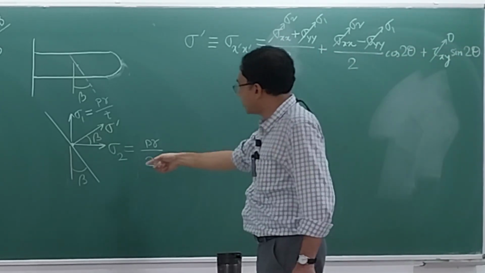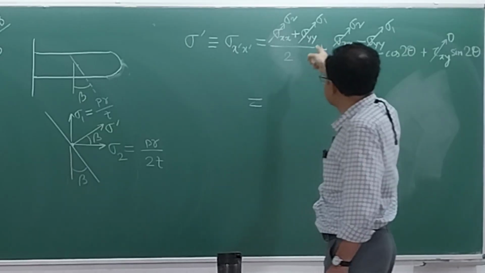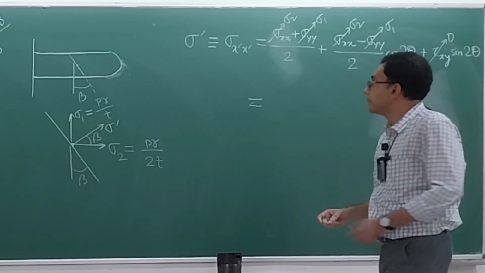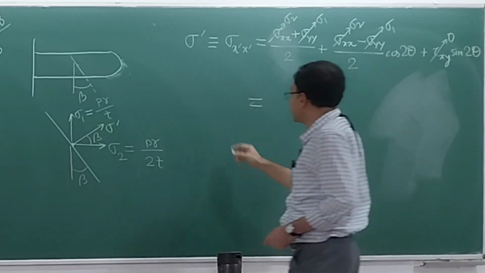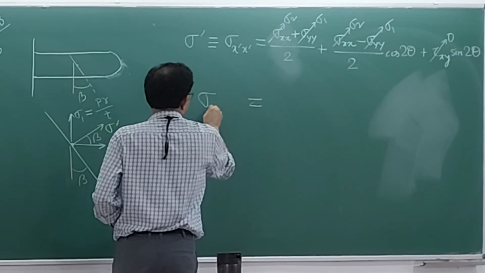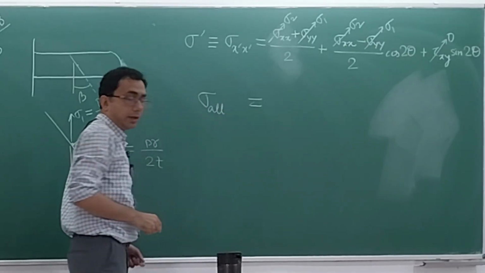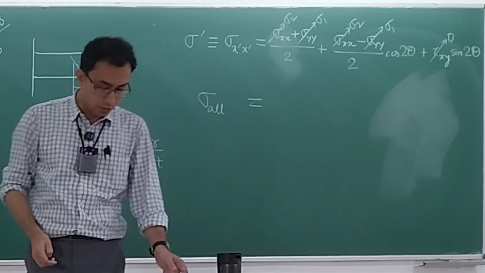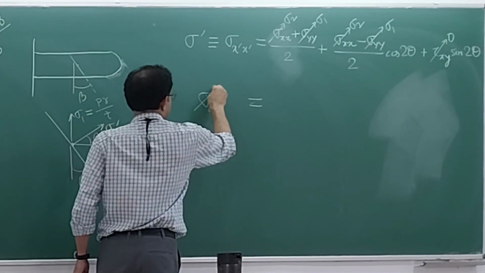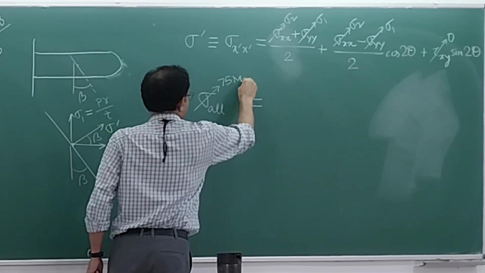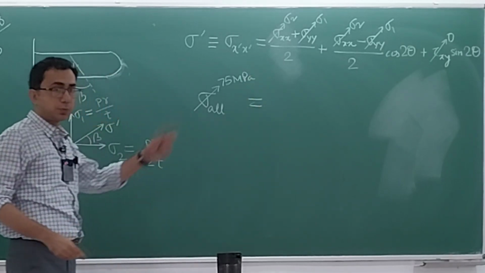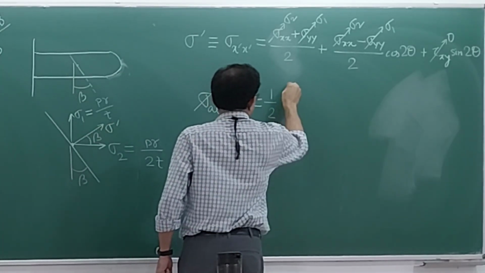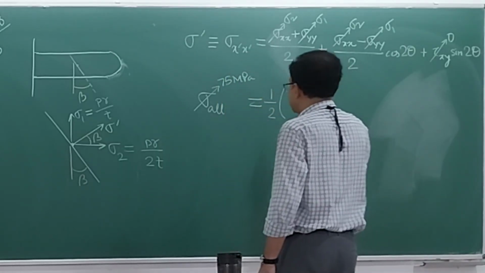Now, sigma 2 you have in terms of PR by twice T. Sigma 1 you have in terms of PR by T. R and T are known. P is not known. What is this sigma x dash x dash? This is the sigma allowable, which is probably given to us. Is it? 75 MPa. Very good, 75 MPa is given to us. So quickly do this problem. Substitute all these things. Sigma 2 is PR by twice T.